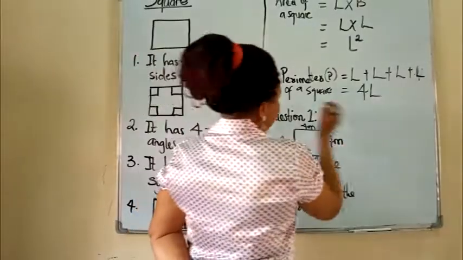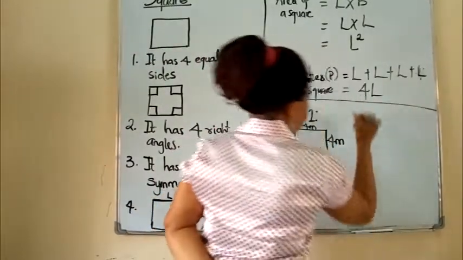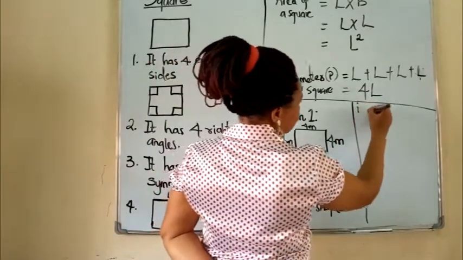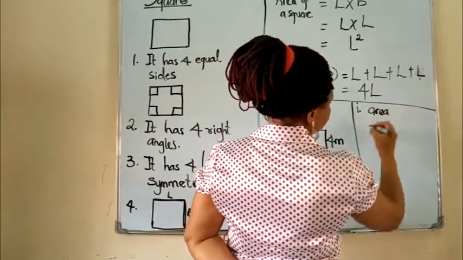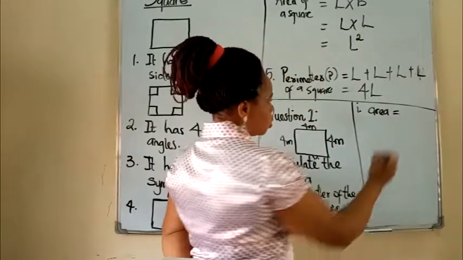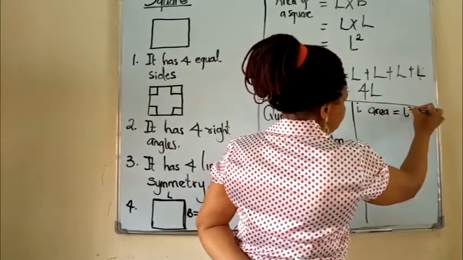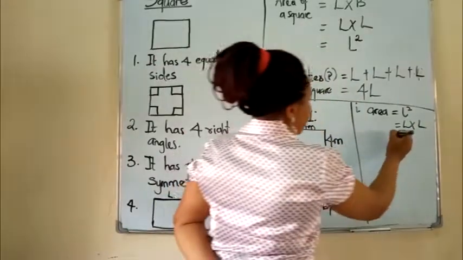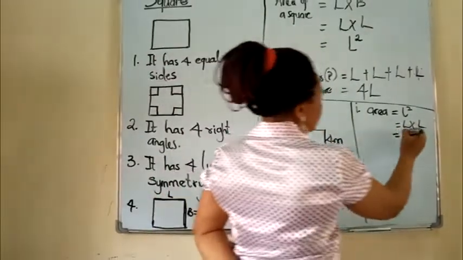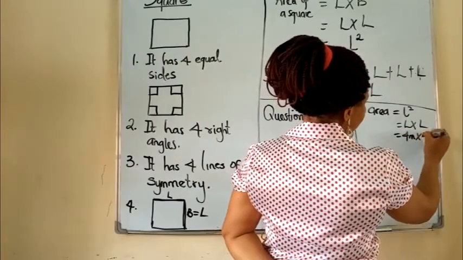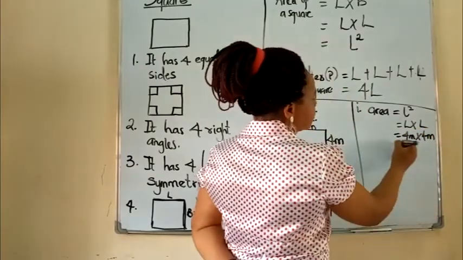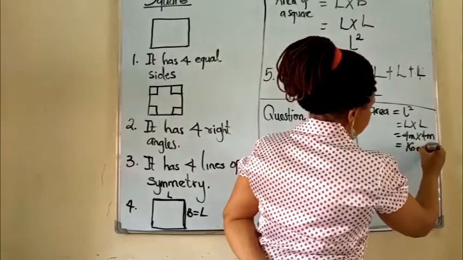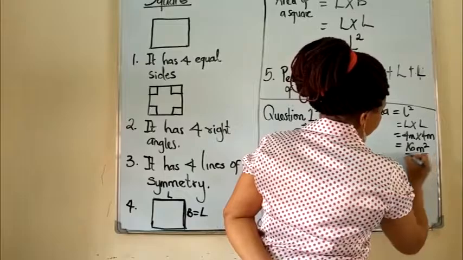So to calculate the area, area is equal to what? L squared. What is L squared? Length times length. And what is the length that we know? 4m times 4m. 4 times 4 will give us 16, and m times m will give us m squared.